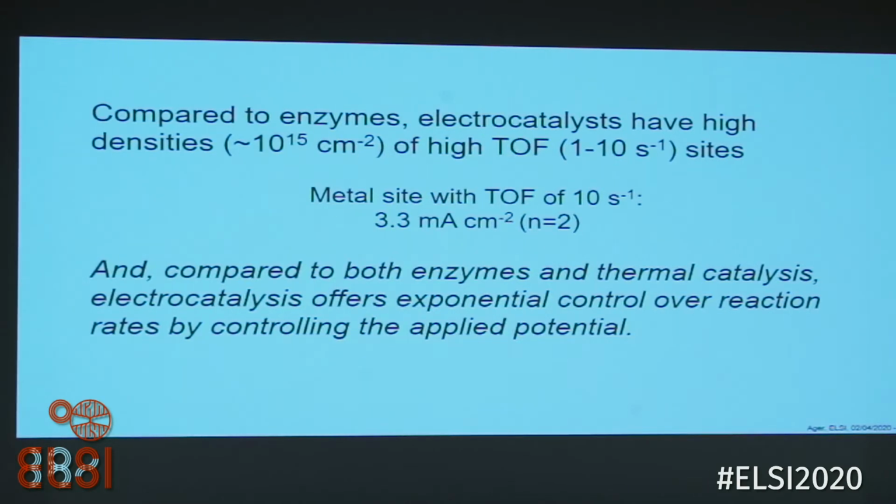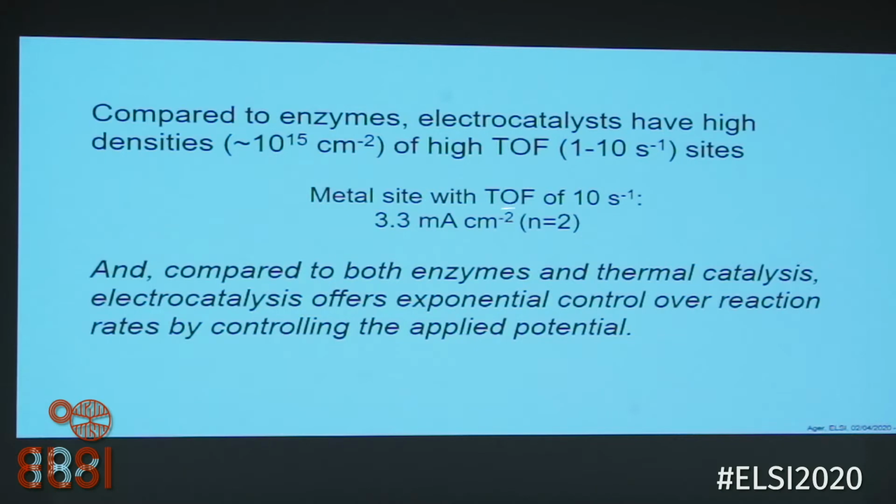Electrocatalysts, okay, we have very high densities of active sites. On a metal, every site could be an active site. That packs them in, 10 to the 15th of them per square centimeter on a flat electrode, and more if we have a porous structure. And they can have high turnover rates.